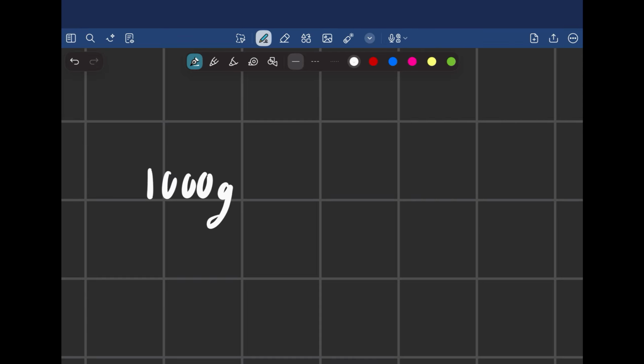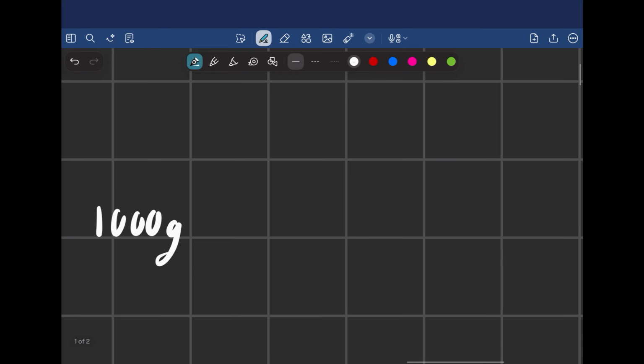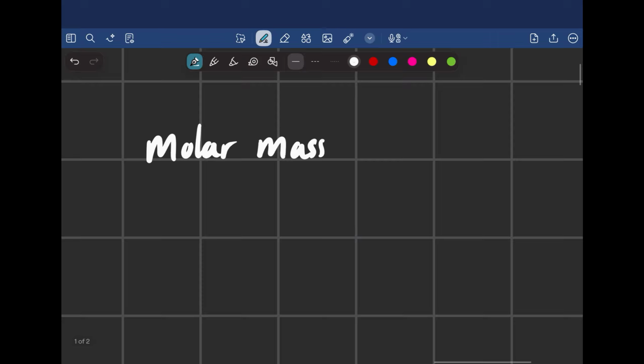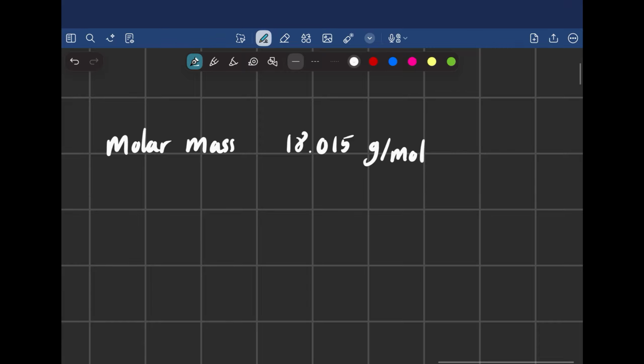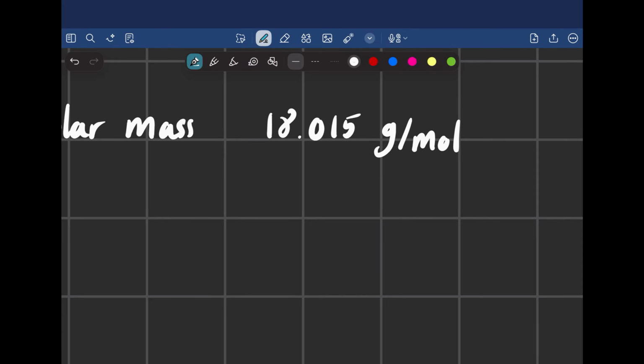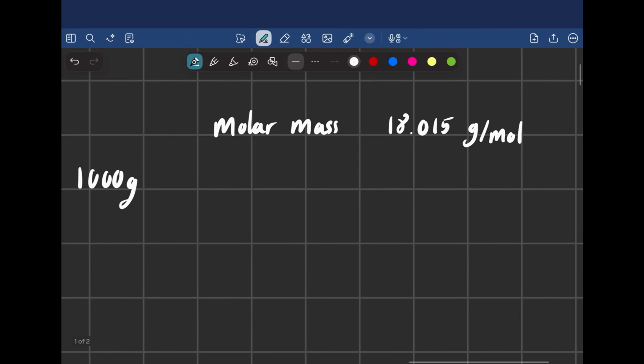Now, the molar mass, which I won't get into here, of water is about 18.015 grams per mole. Now, this is an approximated value that's been calculated, but we'll go ahead and use it like this.